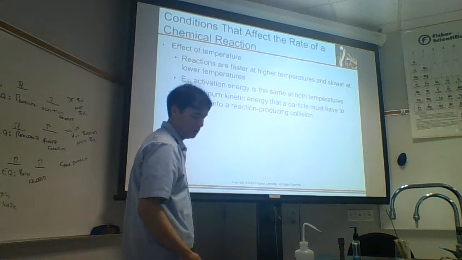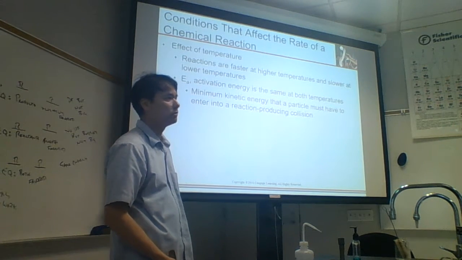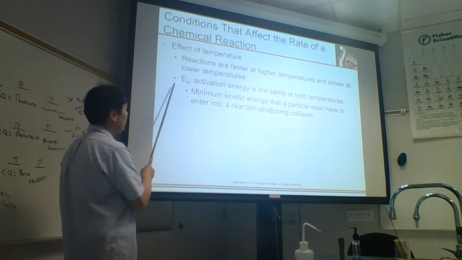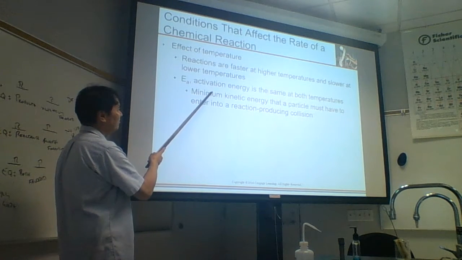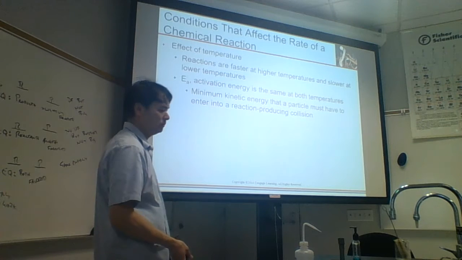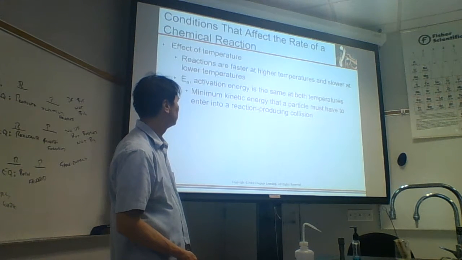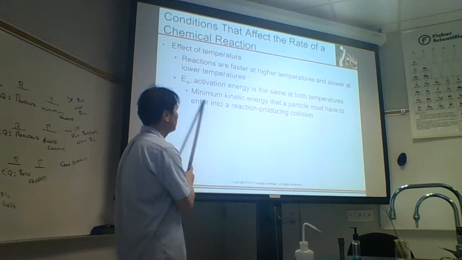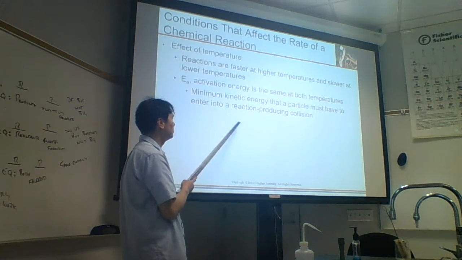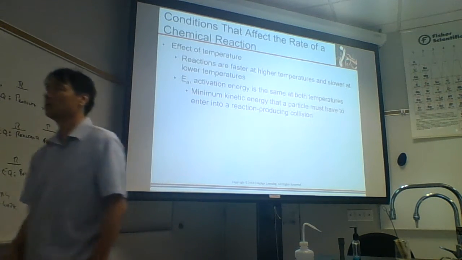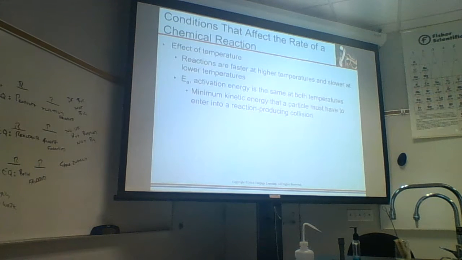Yeah, the population is based on population. Right? EA, the activation energy, is the same. It's fixed because of the bond. It's just the population. EA is the minimum kinetic energy that the particle must have to enter a reaction-producing collision. And so for water, that's pretty high up there. But for other reactions, it's kind of low.